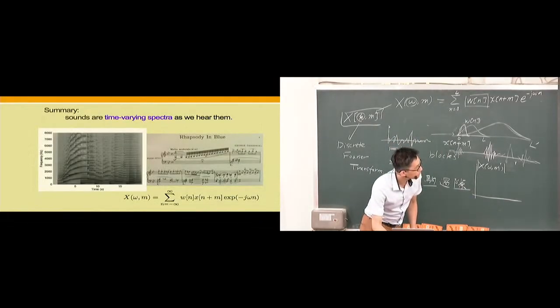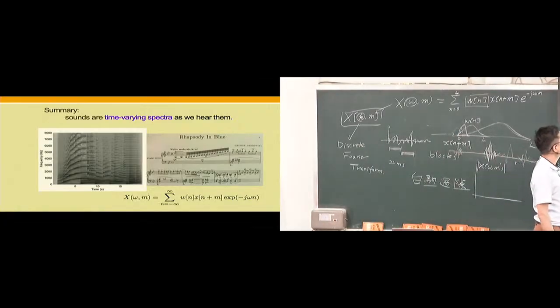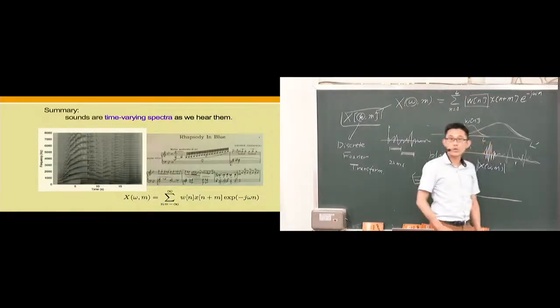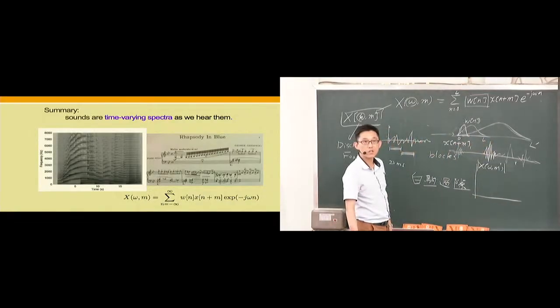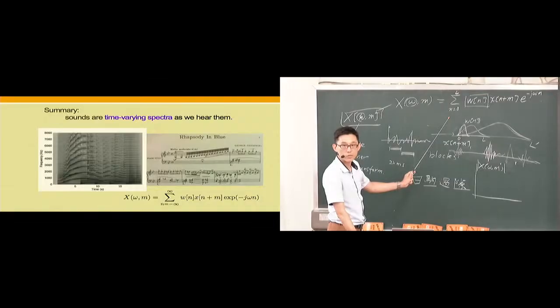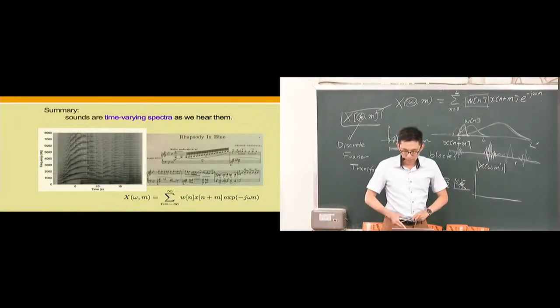Okay, so let's take a break. Short time Fourier transform is useful for retrieving information from sound, because sounds are time varying spectra as we hear them. I argue that what you hear when you hear sound, you hear as time varying spectra. That's one key message I want to deliver today. Spectra under this definition can change. A spectrum can change in time. Right? So let's take a break.